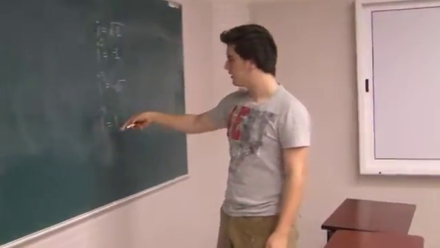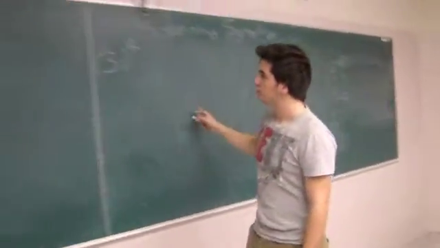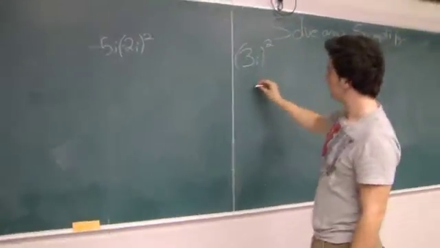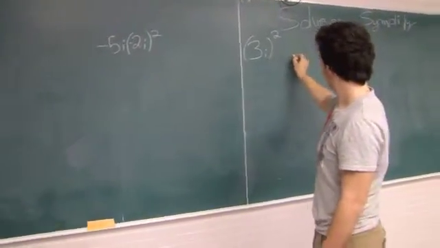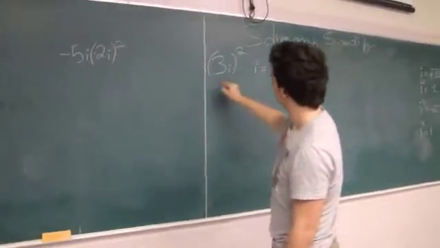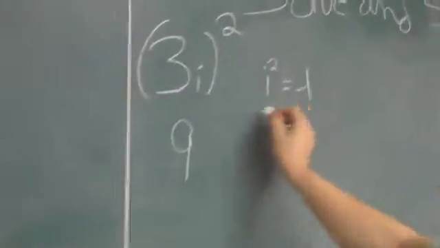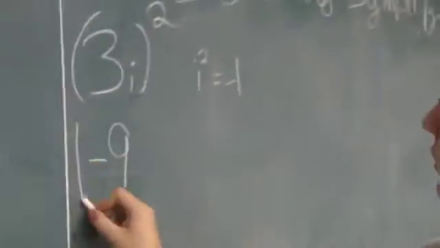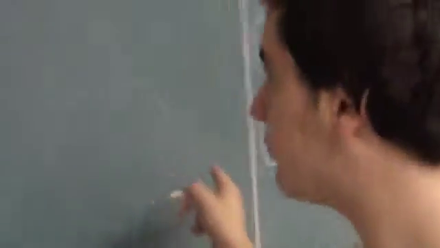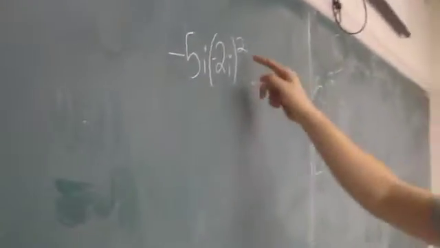And i to the fourth power equals 1. So knowing that rule, we know that i to the second power will be negative 1. So 9 to the second power, 9 times negative 1, negative 9. This is your answer.